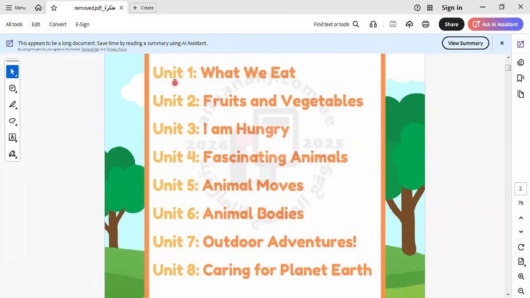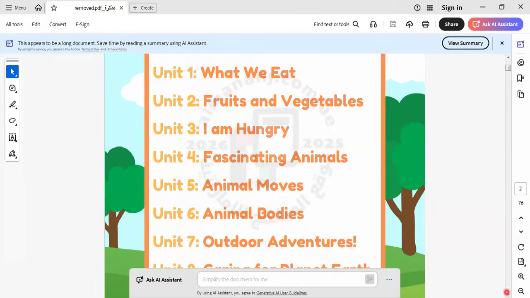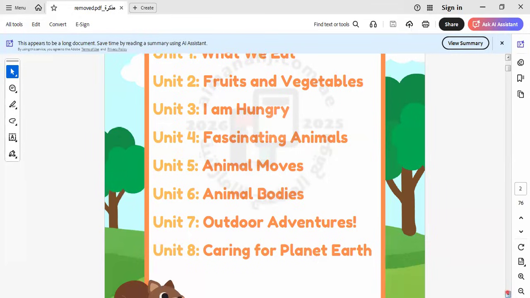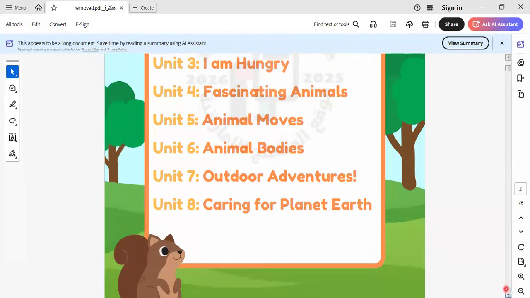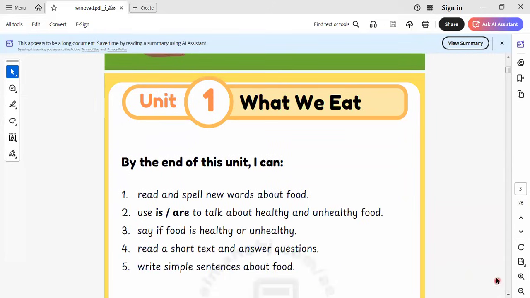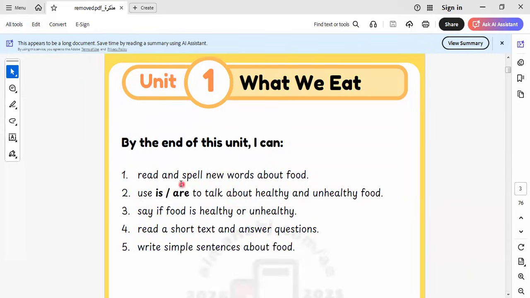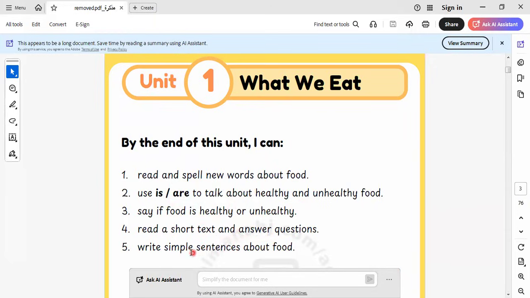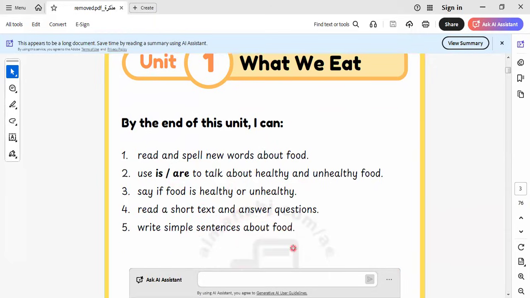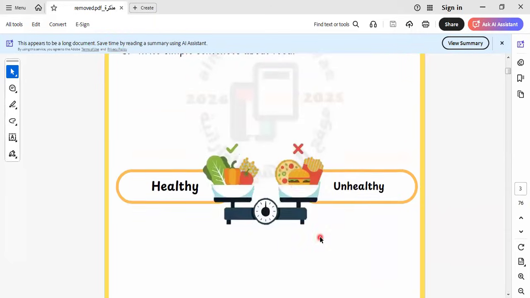Today, I will start the first unit, which is What We Eat. In this unit, we have some vocab and we must read it and spell these new words. We learn how to talk about healthy and unhealthy food. We say if the type of food is healthy or not healthy. We read a short text, answer questions, and write sample sentences about food.